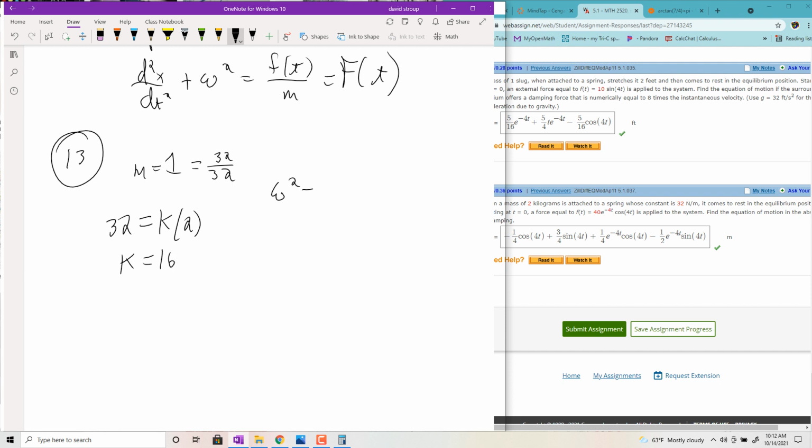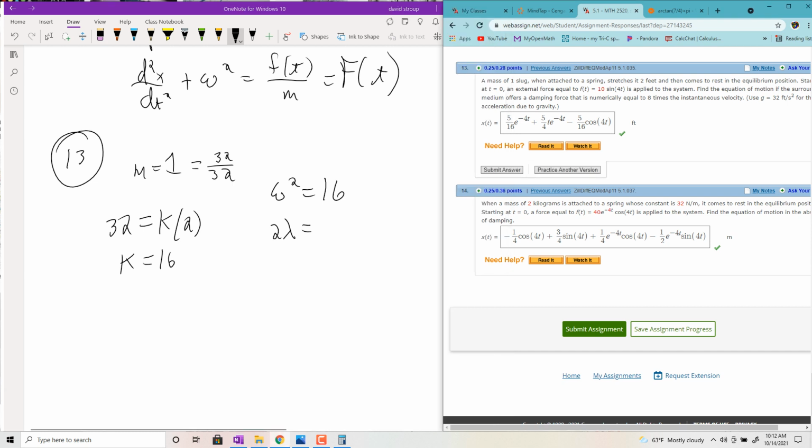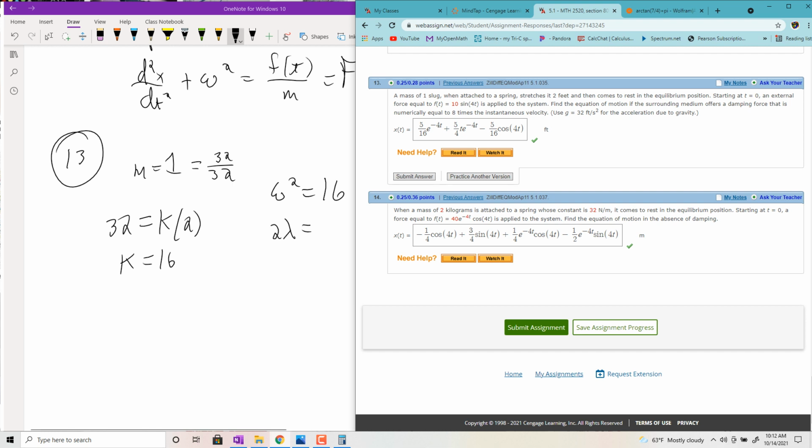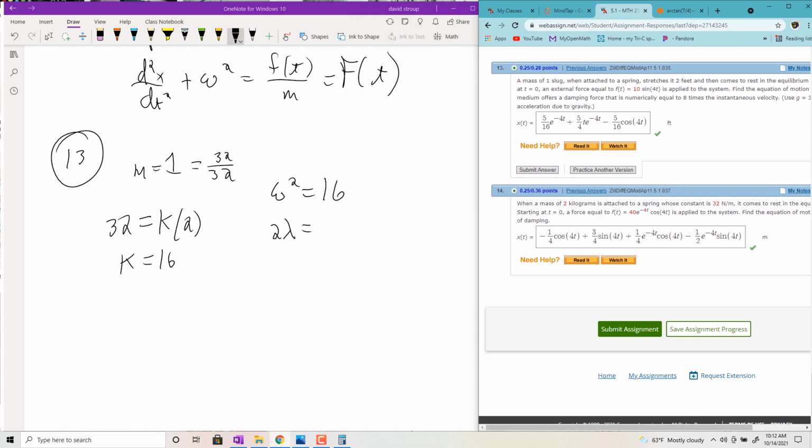Then your omega squared, K over M, is just going to be 16. You need your 2 lambda, which is beta over M, which in this case, beta the damping force is numerically equivalent to 8 times the instantaneous velocity. So 2 lambda is 8.